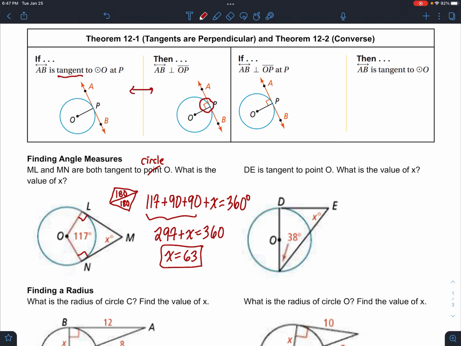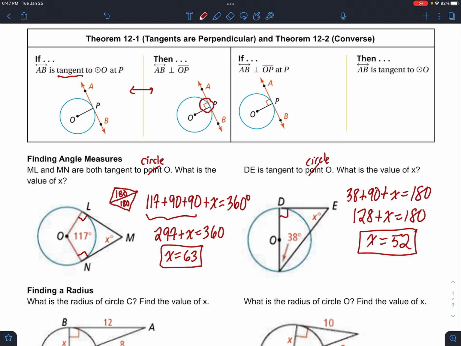All right. Same deal here. That should say circle. I'm not sure why it says point. What is the value of x again? Well, we know this is a right angle, so we can think of the angle argument again, right? 38 plus 90 plus x must be the angles of a triangle, which is 180, right? And if we combine this and solve for x, we get 52.